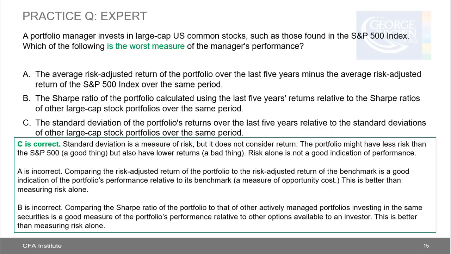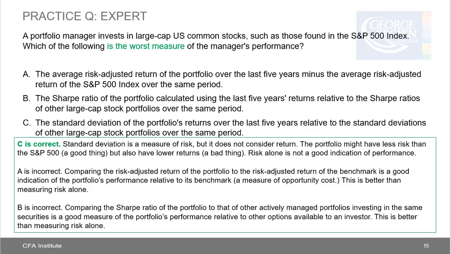Standard deviation is a measure of risk, but it does not consider return. The portfolio might have had less risk than the S&P 500, which is a good thing, but it also may have lower returns, which is a bad thing. Risk alone is not a good indication of performance.